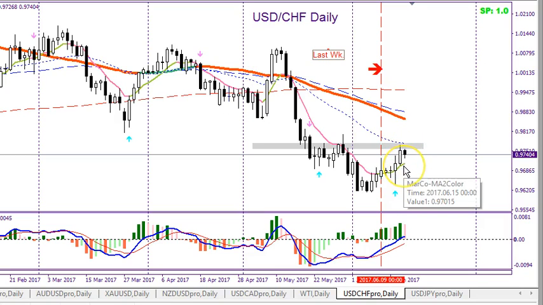Okay, and you may want to wait for more evidence. But if I'm thinking of taking a buy trade, I would be thinking above 0.9774. Okay, 0.9774 to the upside. If I think price is going to go higher, my bias is to the upside on this pair.